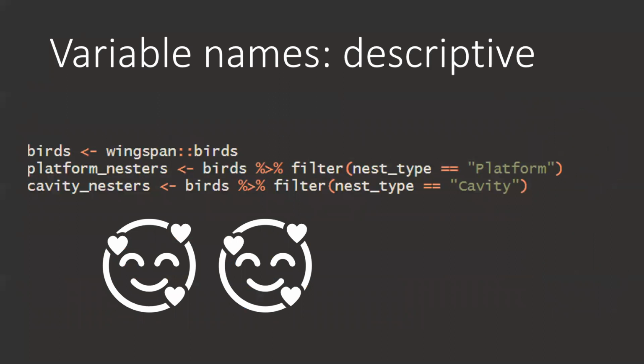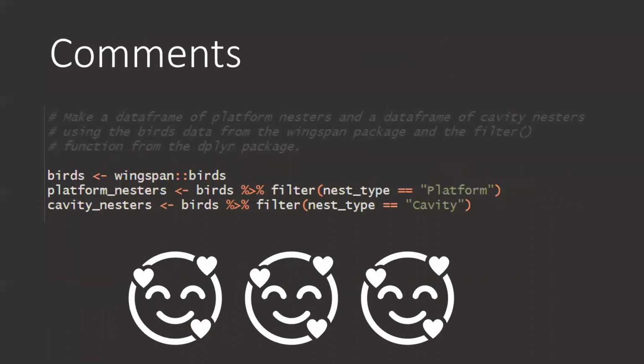So one solution is to use our snake case format here, which is where we have lowercase underscore lowercase, to name our two data frames, platform nesters and cavity nesters. That tells us what's in those data frames and what we used to determine how we were splitting them up. So that's all fine. I think that's very consistent logic, and I suspect a lot of you already do things like this.